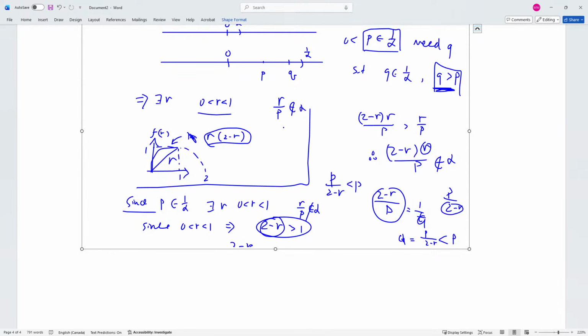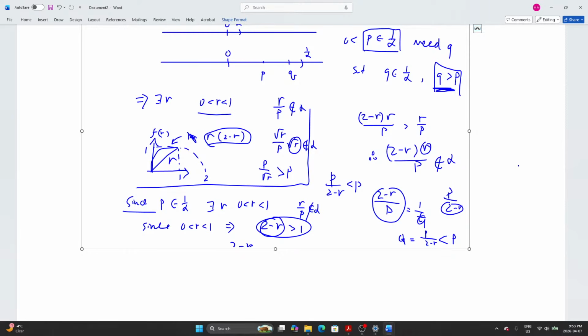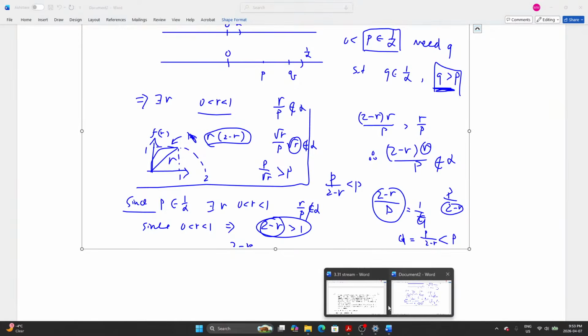So it would be nice if I can break the R into the square root of R over P times the square root of R. So this is not in alpha. And the square root of R is in 0 and 1. So P over the square root of R, because the square root of R is in 0 and 1, would be greater than P. So this would work.